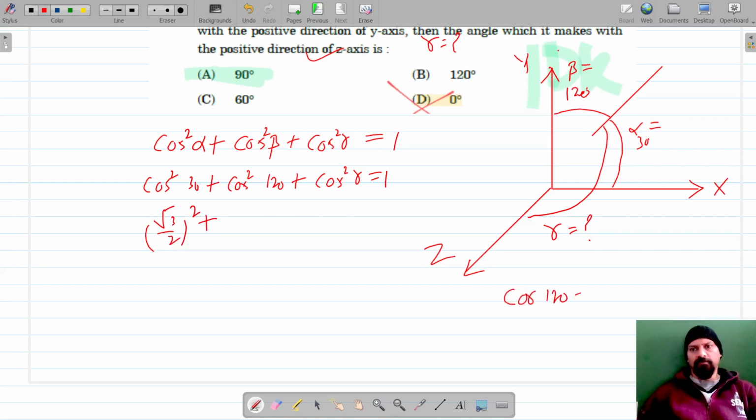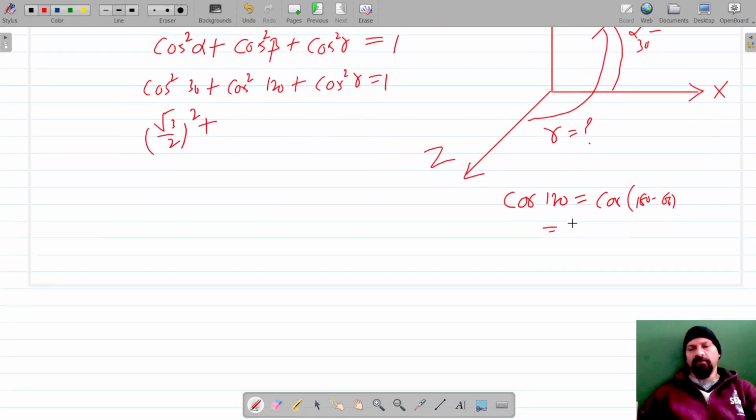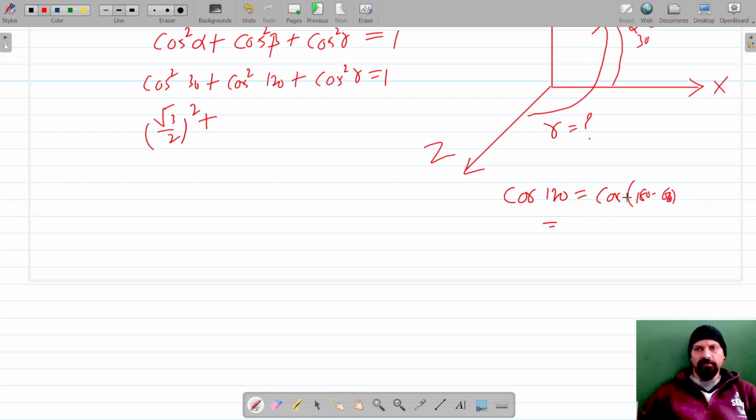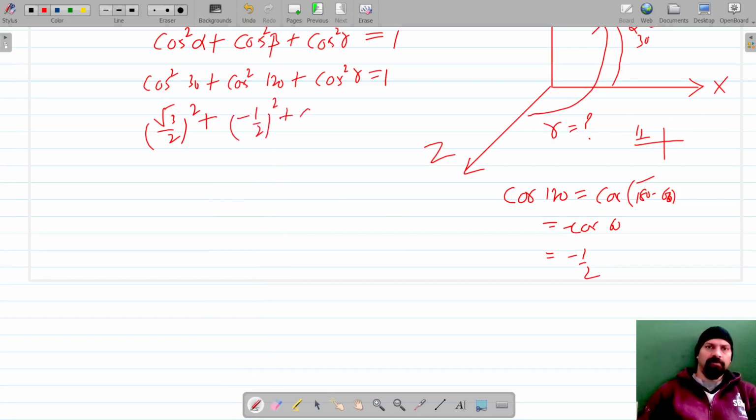Cos 120 degree can be written as cos 180 minus 60. So this is cos 180 minus 60, and 180 means no change. This is cos and we are in the second quadrant. And in the second quadrant for cos 180 minus 60, cos is negative. So this is negative cos 60, which is negative half. So this can be written as negative half the whole square. So this is negative half the whole square plus cos square gamma is equal to 1.